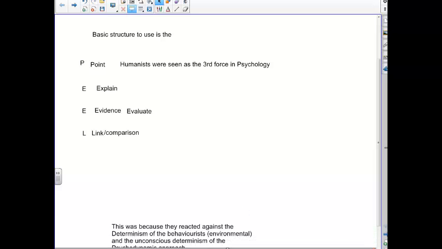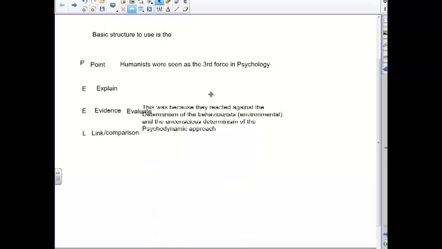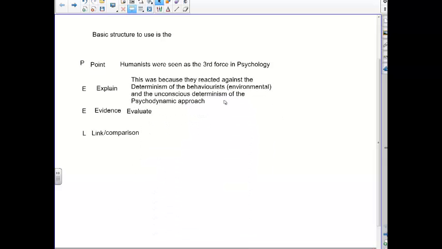So let's see what we needed to put in. Okay, we want to put in that this was because they reacted against, and look at the terminology, the determinism of the behaviourists, and we're going to state what that determinism is, which was the environmental determinism, and also the psychodynamic approach, the unconscious determinism. Boom, nice AO1 point. Okay, we've definitely got at least one AO1 there. Nice, clear terminology, accurate, detailed, great. All right, let's just move these guys down a little bit so we've got a bit more room.